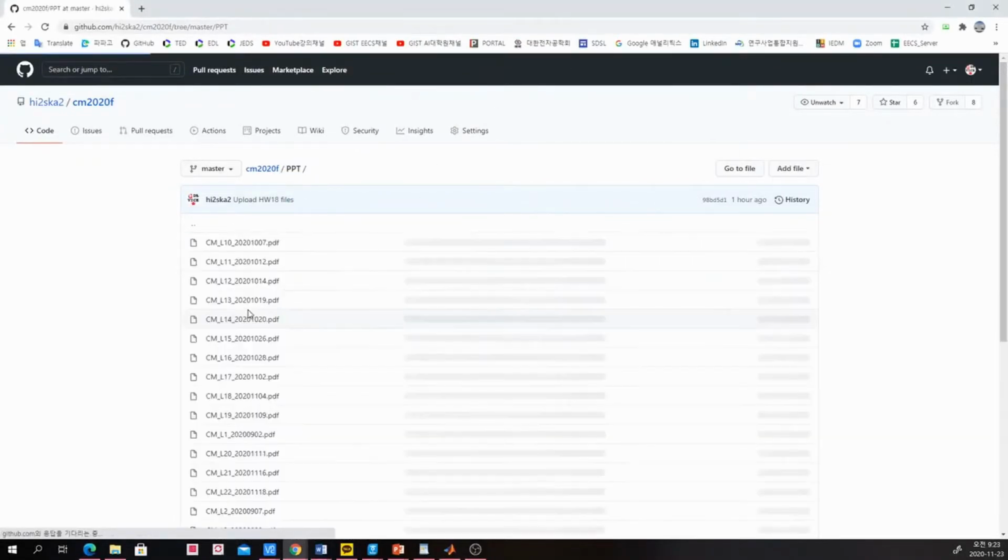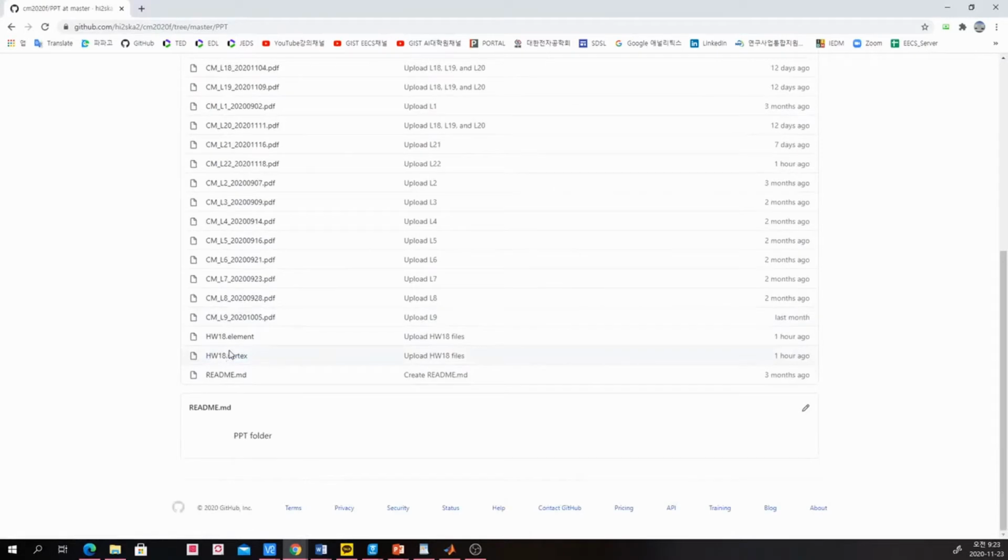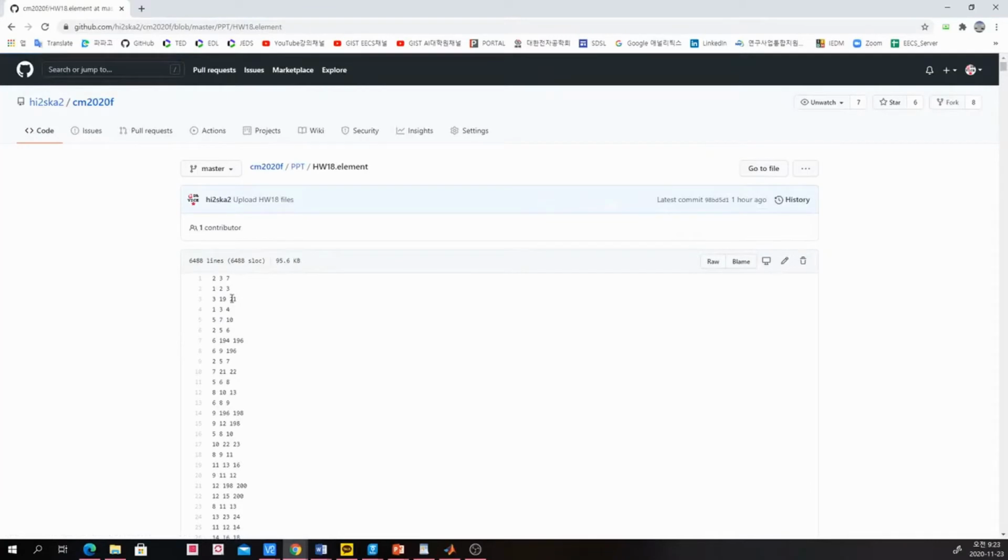Let's go to homework 18.element. How does it look? Now you can find that there are again 3 numbers per line. Previously we had 3 numbers per line in the vertex file, and in this case you also have 3 numbers, but seemingly they are natural numbers, positive integers, not double precision numbers.